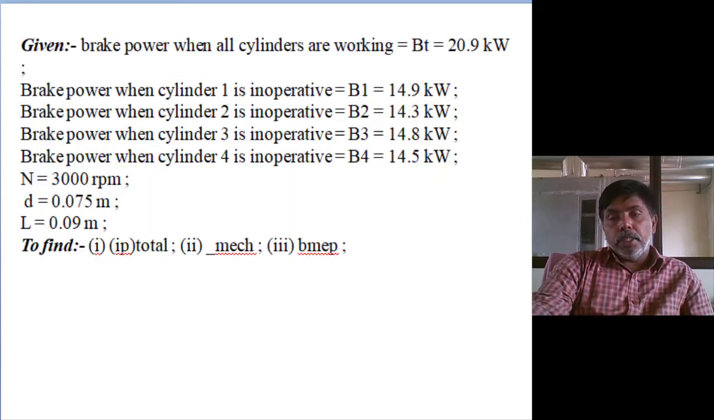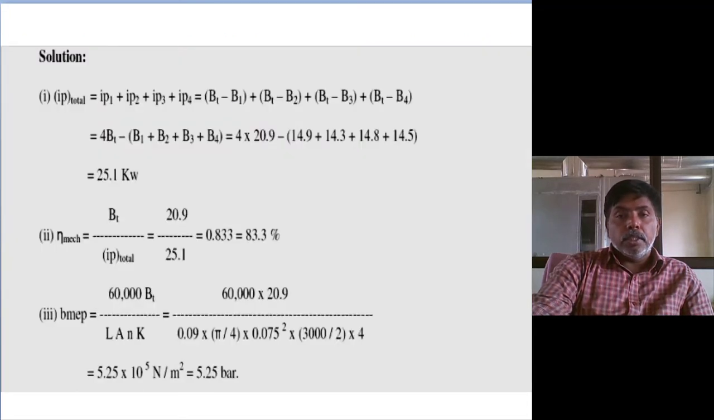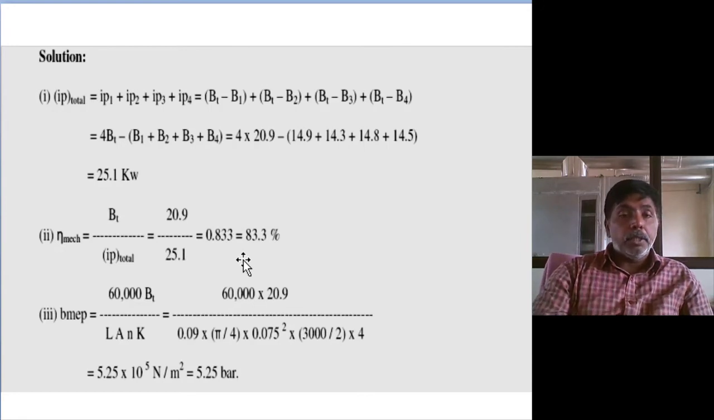First we will determine the indicated power. Speed 3000, diameter 0.075 meter, length 0.09. Then the total indicated power is 25.1 kilowatt. Mechanical efficiency equals brake power by indicated power. Then we will get the efficiency as 83.3, which is in the range of 75 to 90 only.